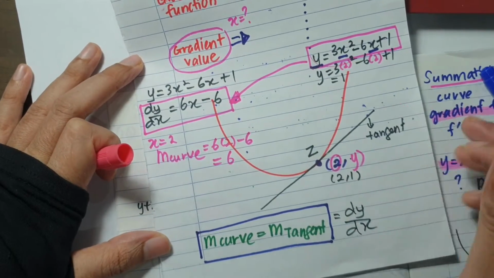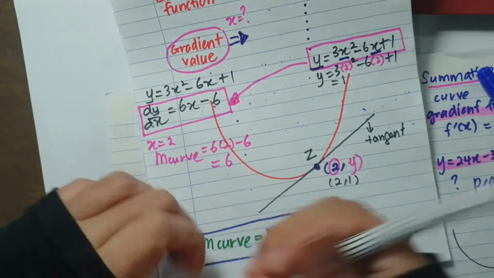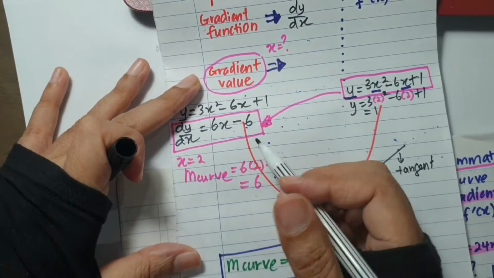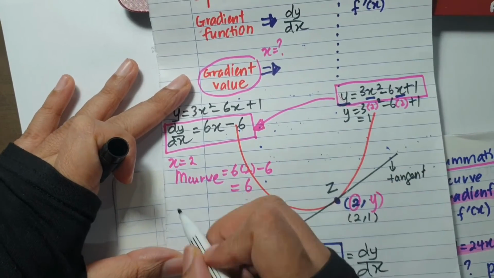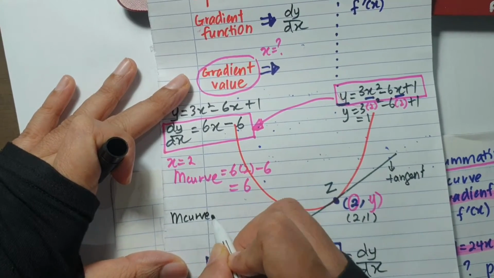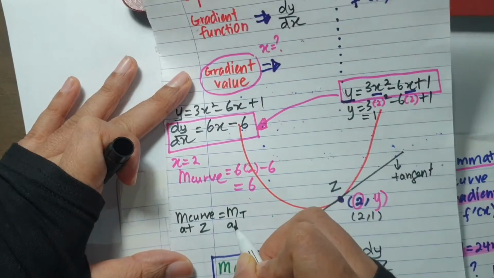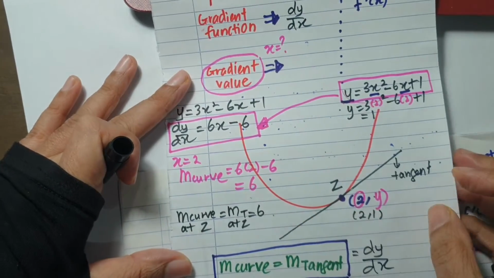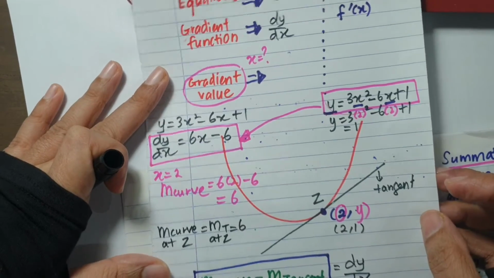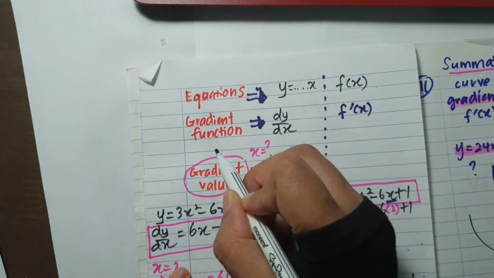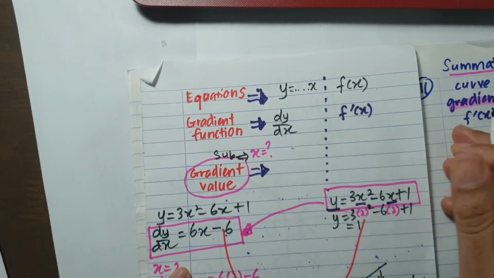Okay, so the gradient of the curve right now, you must understand this concept. So the gradient of the curve at z is equal to the gradient of the tangent at z, that is 6. Ni yang kena faham dulu. So macam mana nak dapat gradient value? Substitute the x coordinate there.